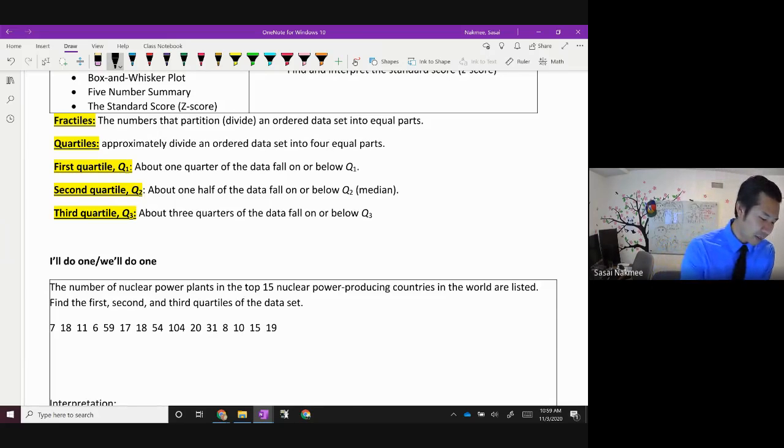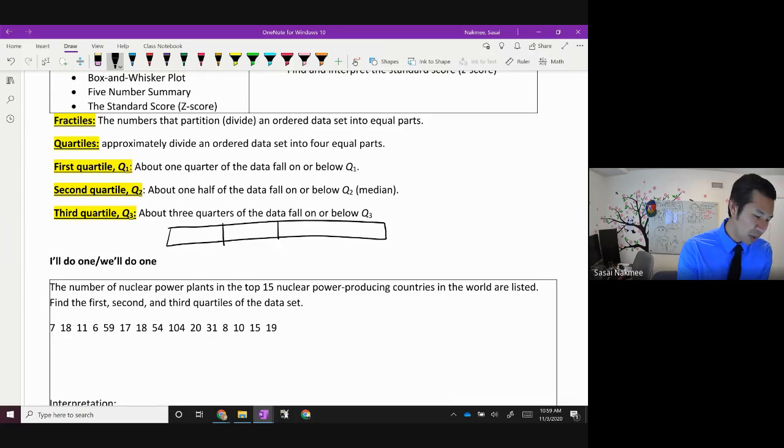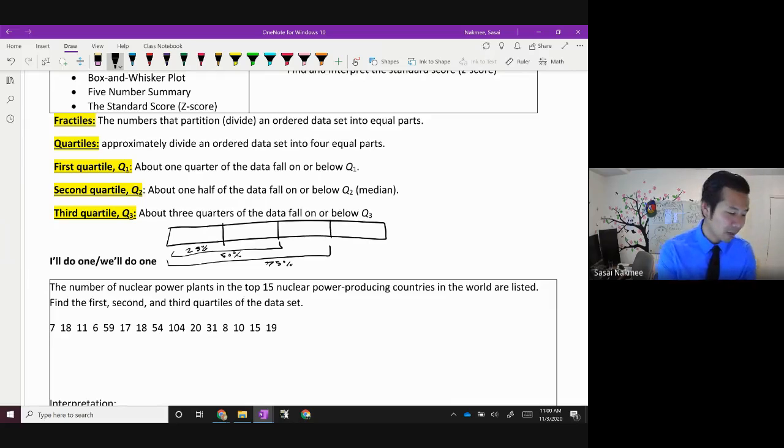So if I have chunks like this, here's my data listed out in this chunk. Q1 would go here, Q2 would go there, because I get 25% here. And then going from here to here, this is going to be 50%. And then Q3 would be right here, which, if I go from here all the way to there, is about 75% of my data lying below that. That's all that is when you're dealing with Q1, Q2, and Q3 and quartiles.